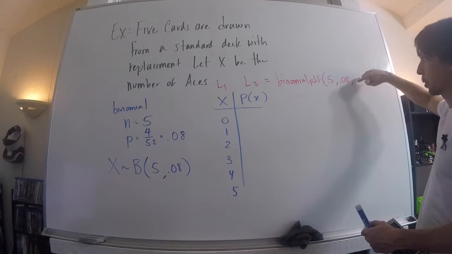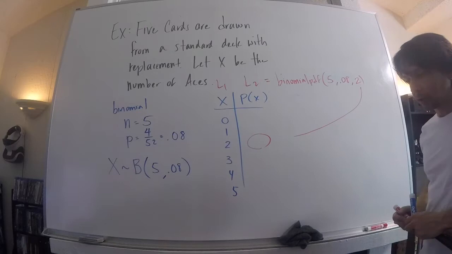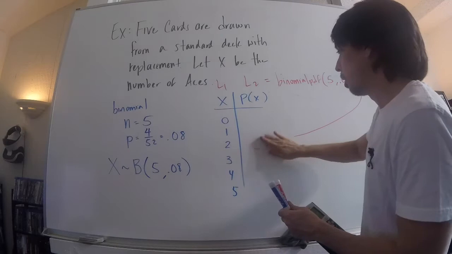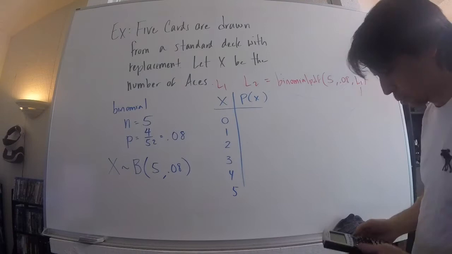But I would like to do them all at once, and I can by not putting a value there, but referring to the values that are in L1. So I'm going to go ahead and do that, and it will give me all of them, populate the entire list. All right, I'm going to do it real quick. I won't spend too much time on that because I'm not actually going to do this card thingy.